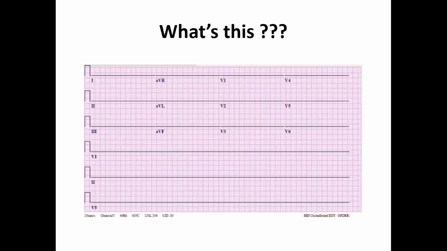What's this? Well, this is the strip that we want to see on all patients that you guys pronounce as being dead. You want to see asystole in more than one contiguous lead.